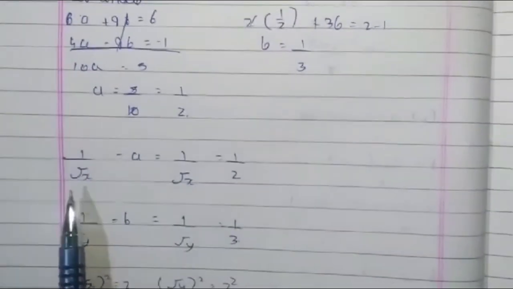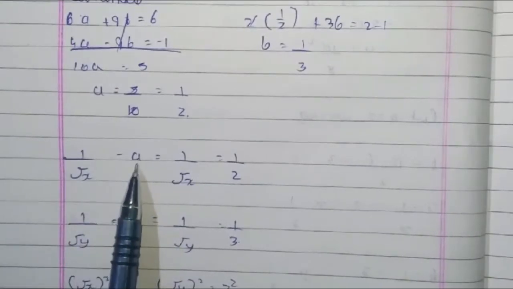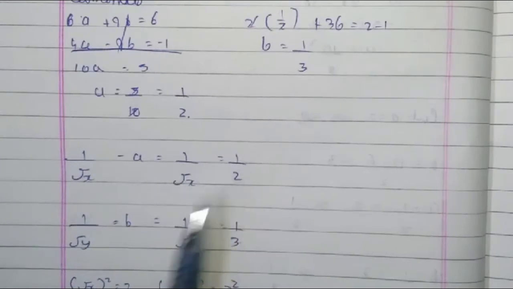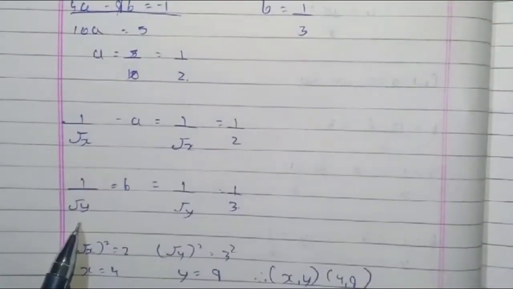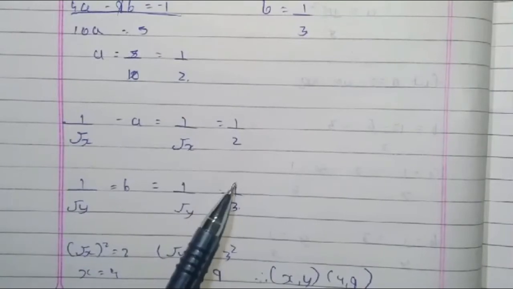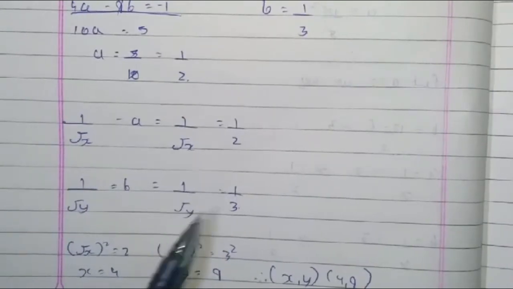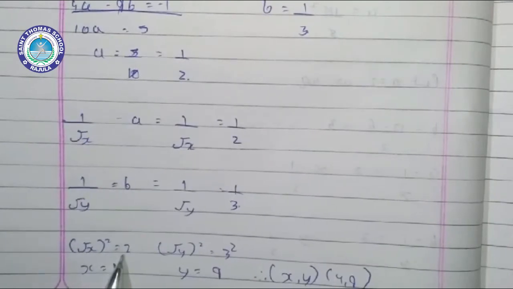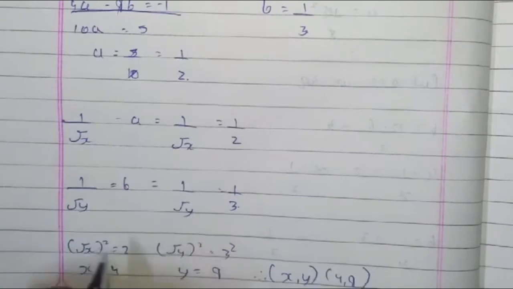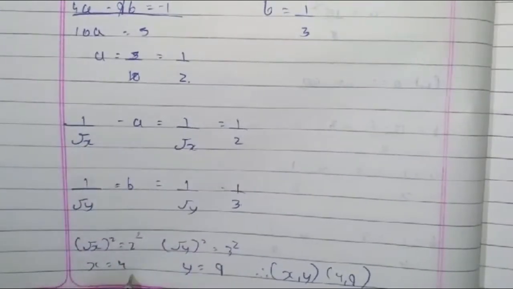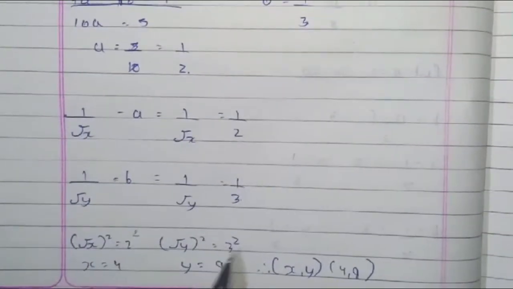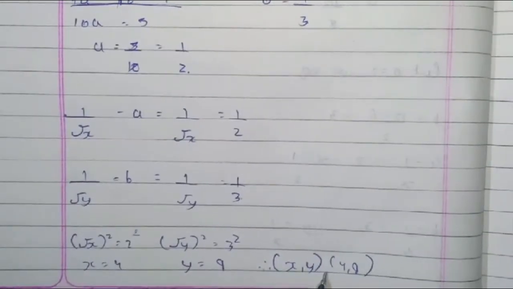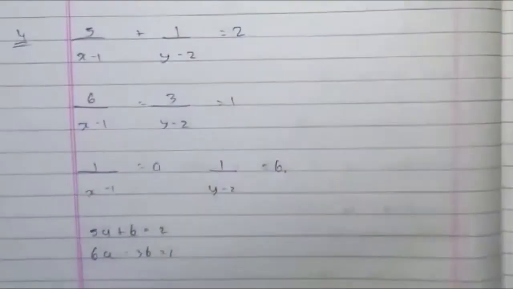Now we can put the value of 1 by root x is equal to a, which is 1 by 2. Now 1 by root y is equal to 6, so 1 by root y is equal to b. Then 1 by root x is equal to 1 by 3. Now both sides we have to square. So root x square is equal to 2 square, so x is equal to 4. Same way, root y square is equal to 3 square, so y is equal to 9. So what is our solution? x comma y is equal to 4 comma 9.